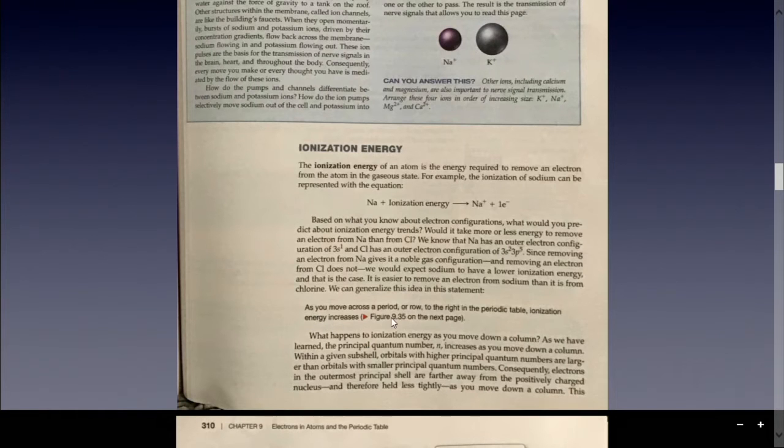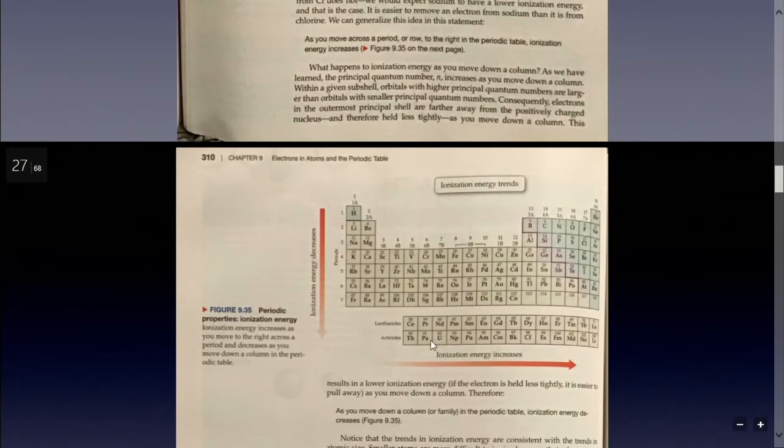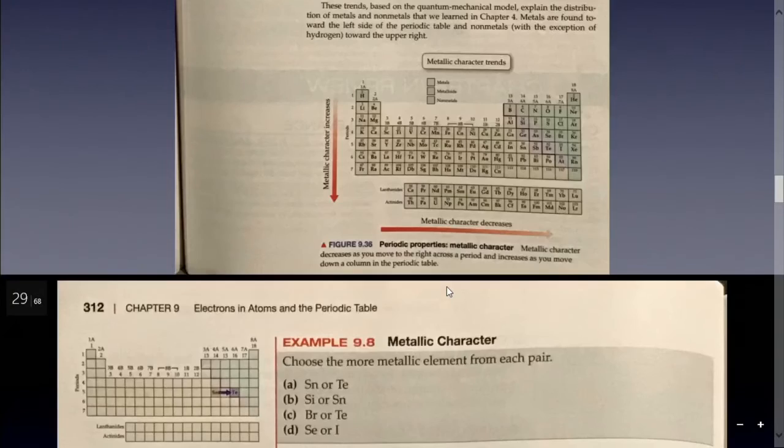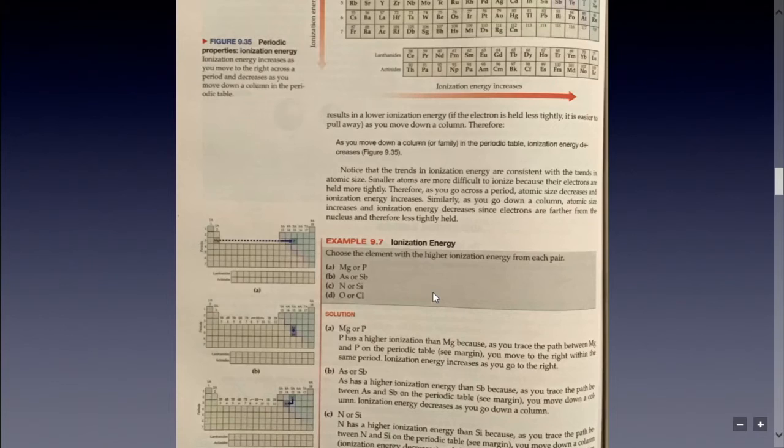Okay, so since that's the case, here's the trend. As you move across a period, so as you go from left to the right in the periodic table, ionization energy increases, right? So you can look at a periodic table like this, and you know what? I don't think the book did this, did they? Oh, yeah, this made me so mad that the book didn't do this.